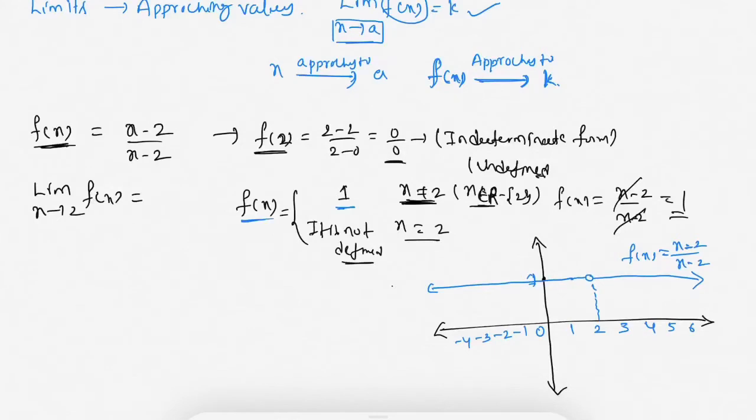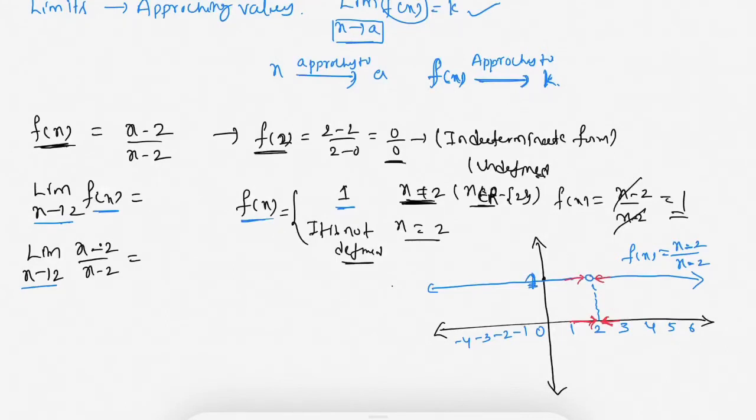Now if you want to find the limit x tends to 2 of f of x, which means limit x tends to 2 of x minus 2 by x minus 2, then as x is approaching 2 from the left hand side and from the right hand side, f of x is approaching 1, which means this is the 1.